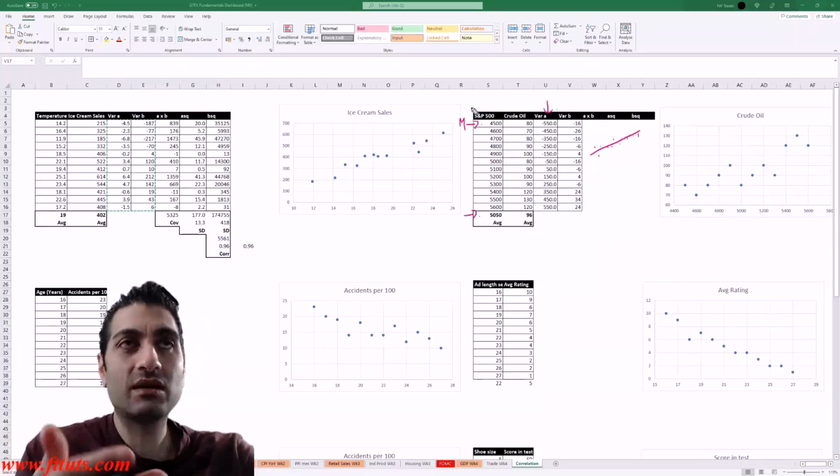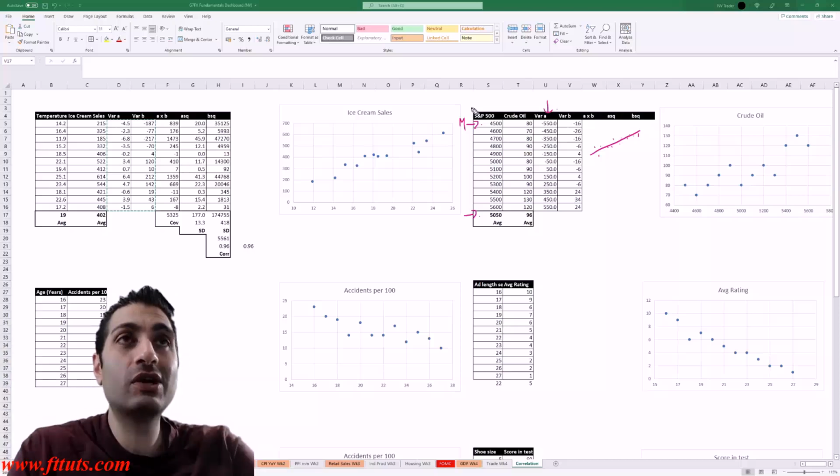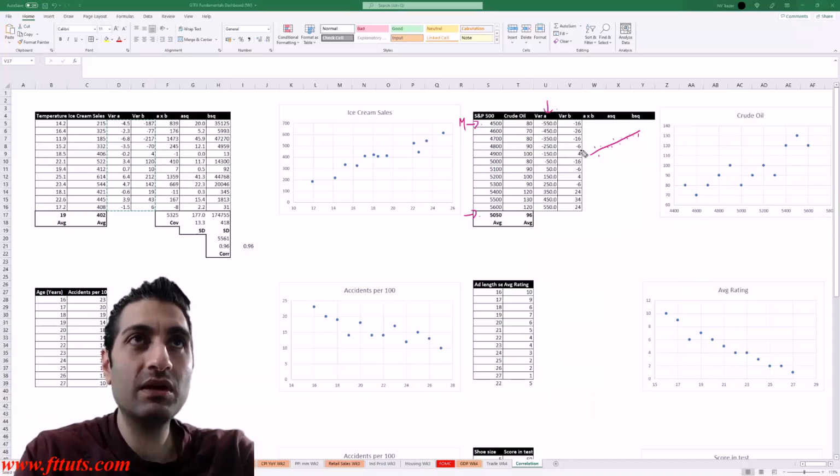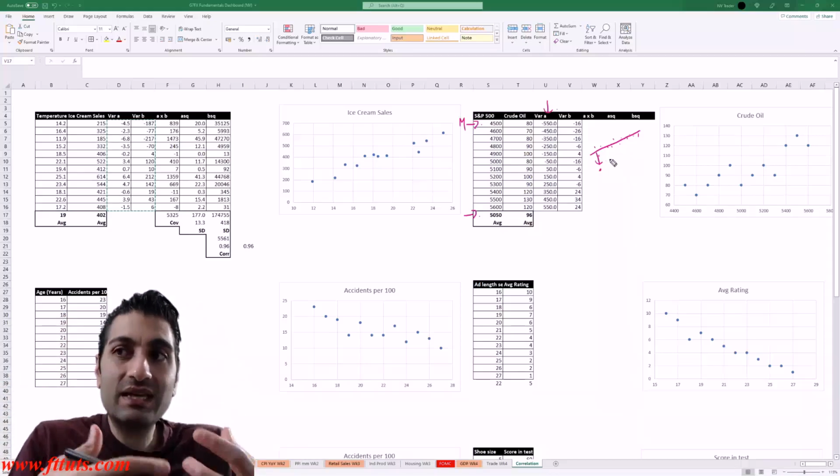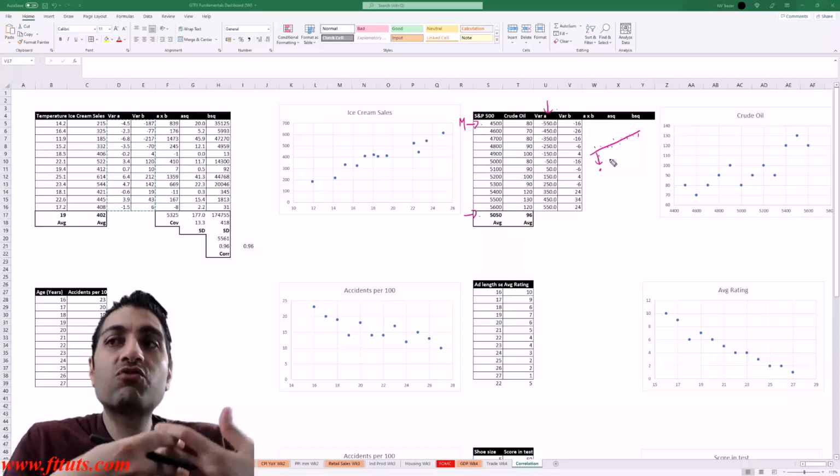I'm just making this up. Could be a month, it could be January. On Monday, the S&P 4,500. Do you see it varied from its mean massively negatively? It gives us a benchmark, a reference point.